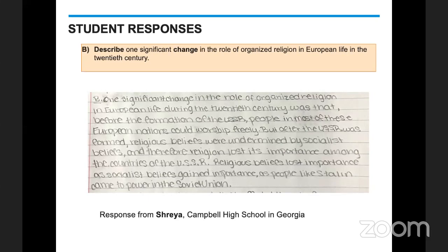So the use of the words countries of the USSR, it's completely understandable that she's trying to talk about the different republics within the USSR. But this is a really good response because we do see this is a change. We change from Tsarist government where Orthodox Christianity is part of it, and now that is no longer as big a part of people's lives as Shreya has stated there. So really well done there.